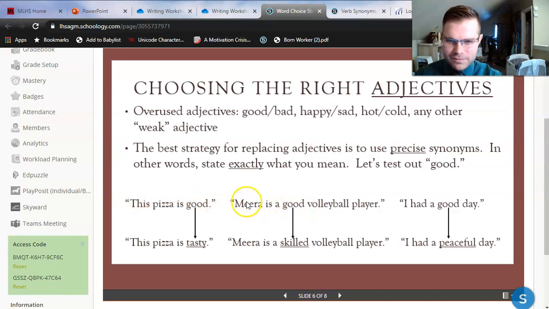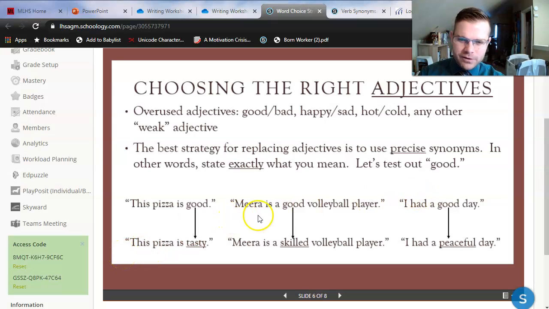Because Mira, for instance, I'll start with pizza actually. I say this pizza is good. What I really mean is this pizza is tasty, or this pizza is delicious, or this pizza is crispy. It's really whatever I think is good about this pizza is what I mean there. I'm a taste guy. I'll eat whatever kind of food regardless of texture as long as it tastes good, right? So this pizza is tasty is what I really mean.